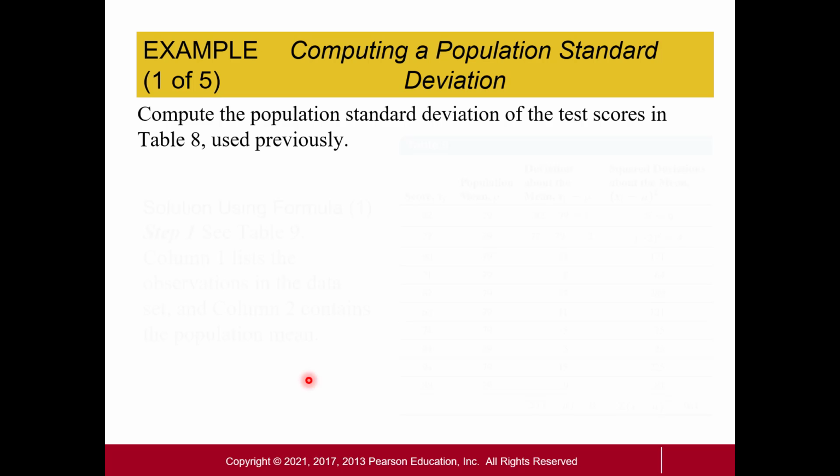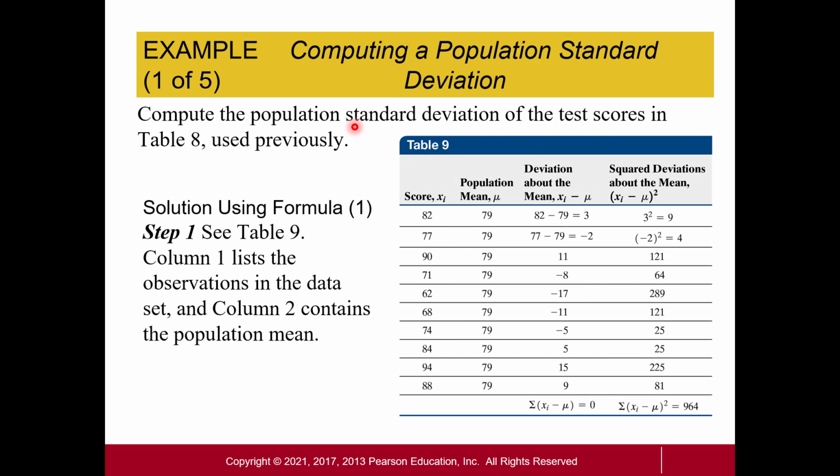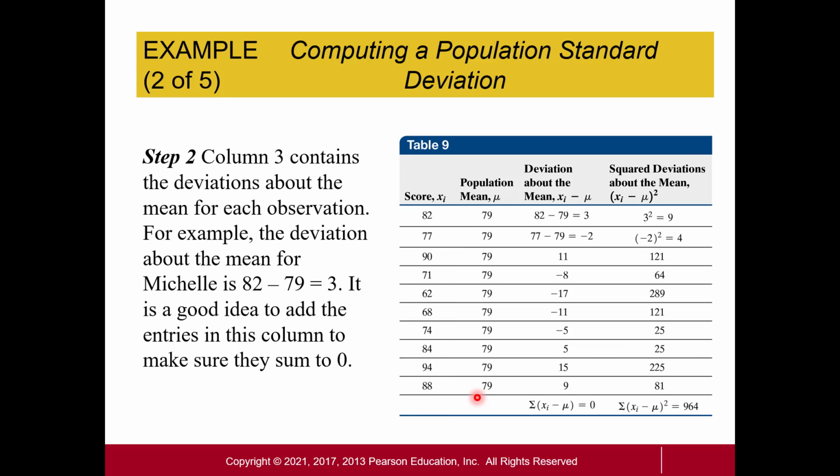So let's take a look at this example. We're going to compute the population standard deviation of the test scores. The first thing we're going to do, in column 1, is list our test scores and then calculate the mean. If we add these up and divide by 10, we get that the population mean was a score of 79. Then going through our calculations, what we need for our standard deviation, in this third column, is the deviation about the mean. It's just this score minus the mean. How far away is this score from the mean? It's 3 more than the mean.